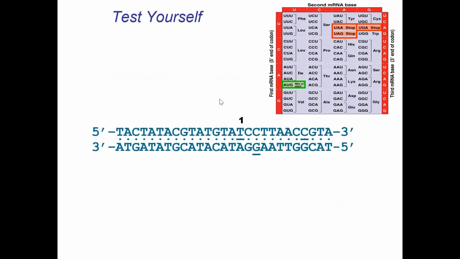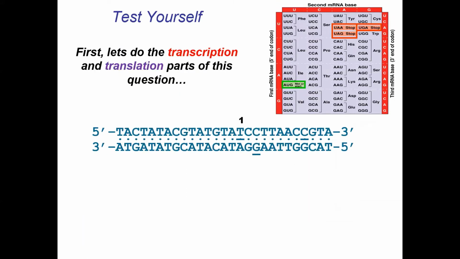So the very first thing we need to do is deal with the transcription and translation parts of this question. We need to figure out what the gene looks like and what amino acids we are producing here. So the first thing you need to do, as usual, is always find that start codon. So there's the start codon. Don't get tricked by this one over here. As I mentioned before, that is not a start codon.